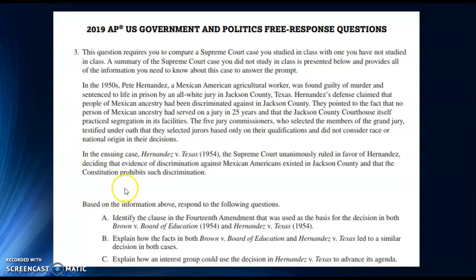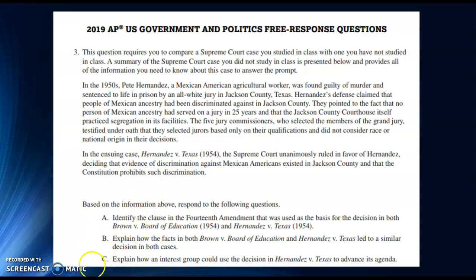Now, when we go through this, the big part here is not just understanding what this non-required case is about, but it's also understanding what the question is asking you to do. And for any good FRQ, you have to be able to understand the question. You might know the content, but the problem is, do you know what the question is asking? So one of the best things to go through with any FRQ is to look at the action verbs here. Identify, explain, explain. Do you know what those action verbs mean?